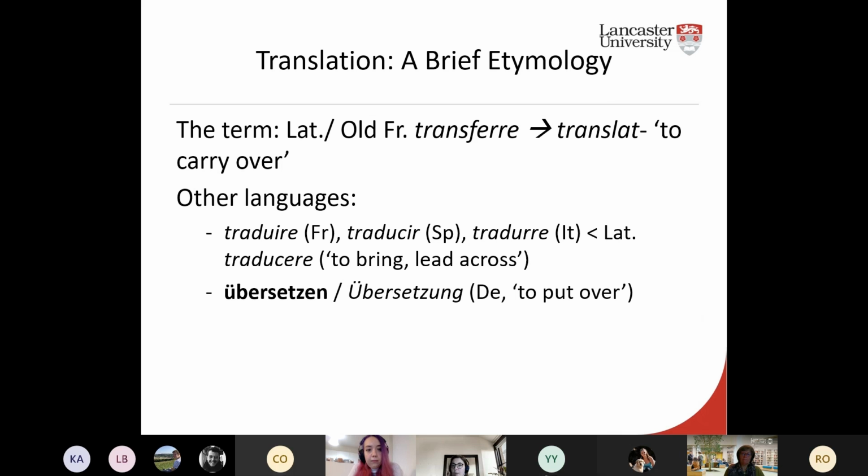So, a brief etymology of translation, which can also enrich our understanding of what translation is as a practice. Translation comes from the Latin transferre, which means to carry over. And that Latin root is kept in many other languages. So in French, it's traduire, in Spanish, traducir, in Italian, tradurre. It comes from the Latin traducere, to bring, to lead across. And in German, the meaning is also quite similar: übersetzen, to put over.